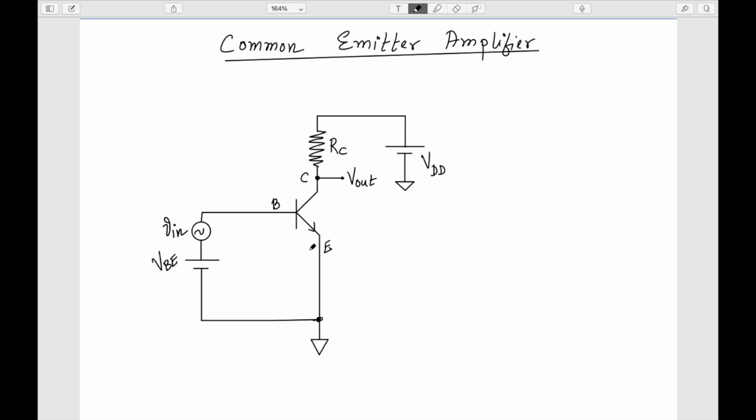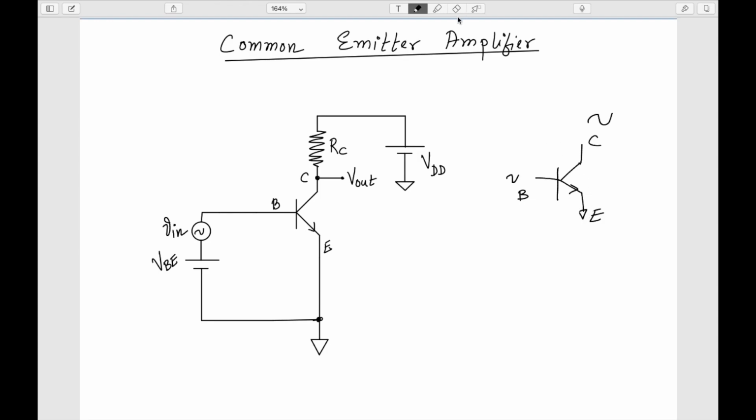If you see this transistor, as we know, it's a 3-terminal device. So I have my base, I have my collector, I have my emitter. And amplifier has input and output. In this case we have applied the input here and observed the output here. This kind of configuration is called common emitter, because we are not using this emitter, it is grounded.